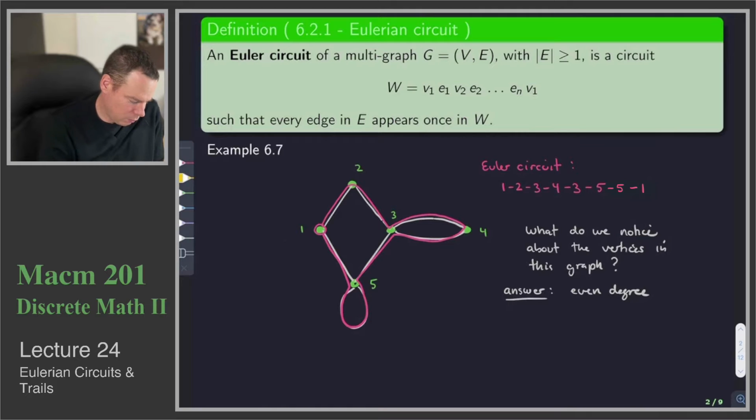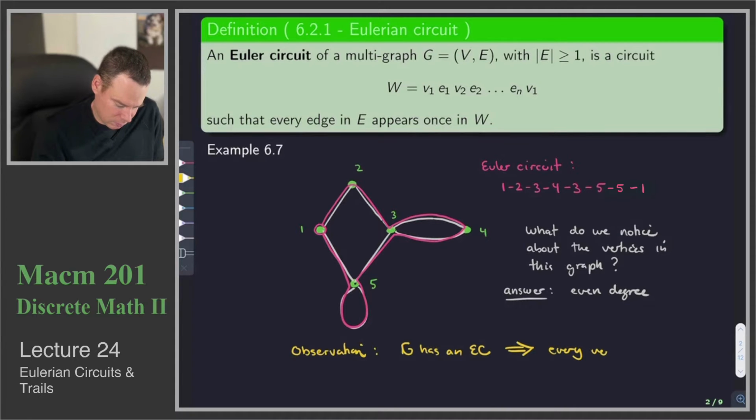That's what I'm just going to make as an observation here. In fact, I'll make this observation a little bit more formal. So here's our observation. If G has an Euler circuit, that implies every vertex has even degree. That's just an observation we have from this one example. Okay, so it might not be true. It might just be a consequence of this one example that it just happens to be the case. Why is it true in general?